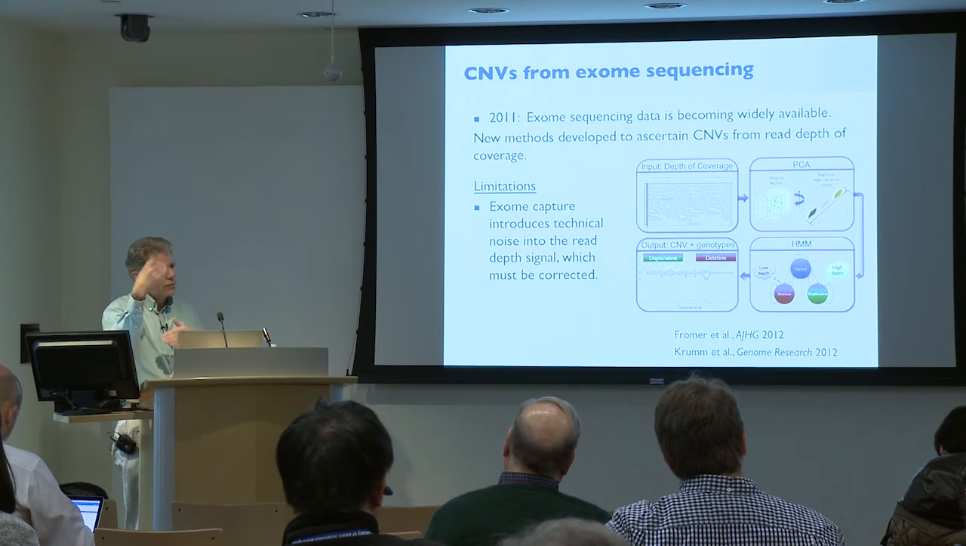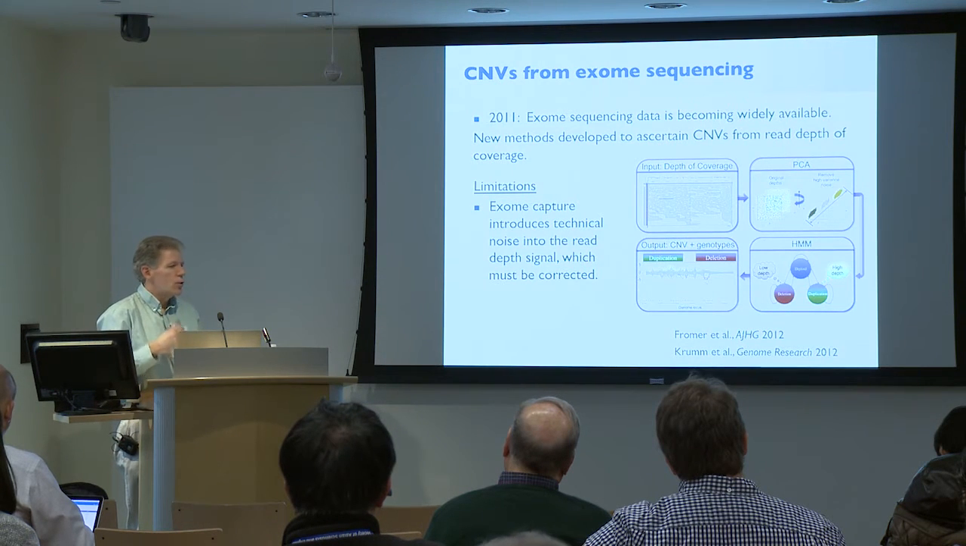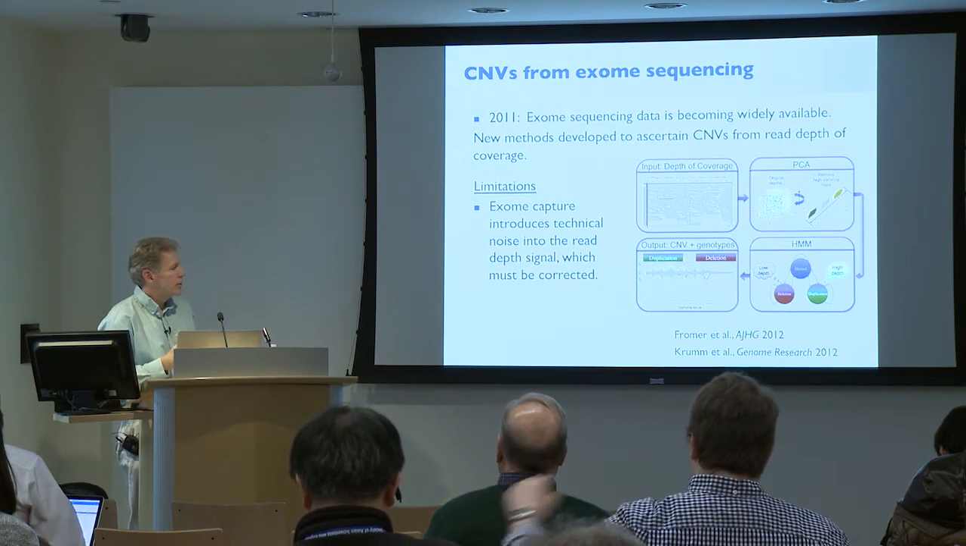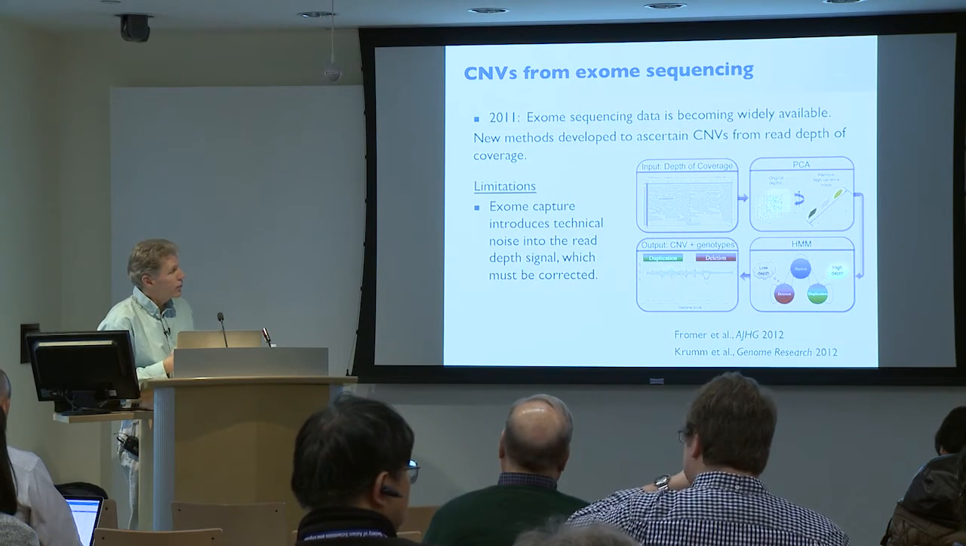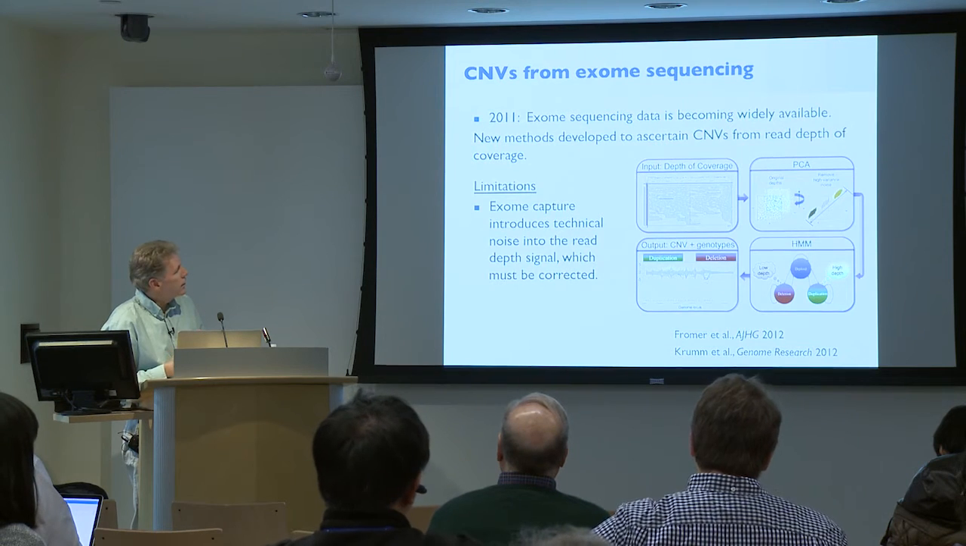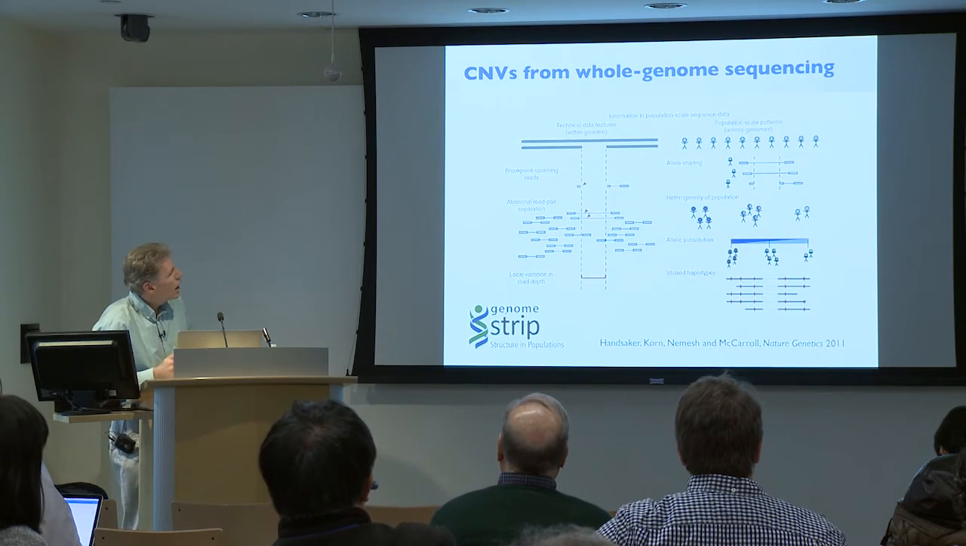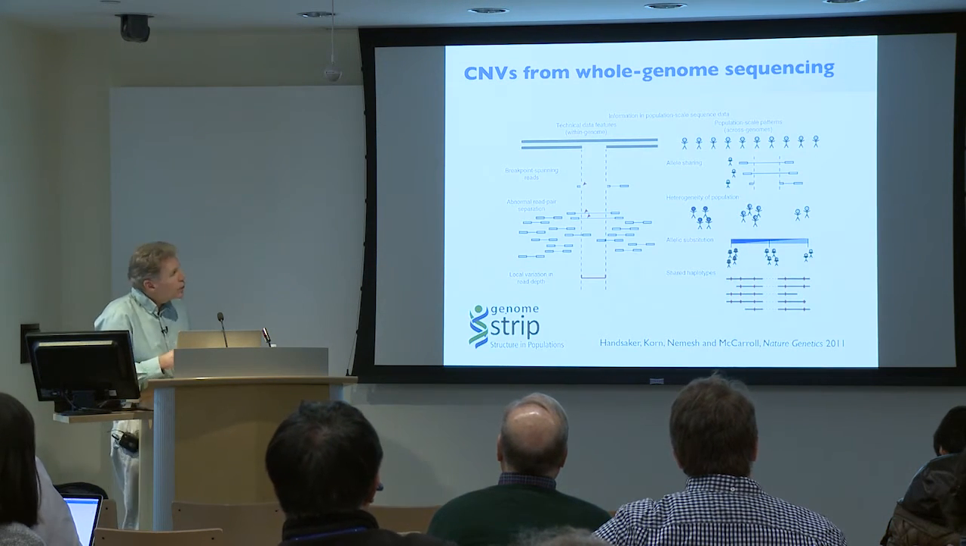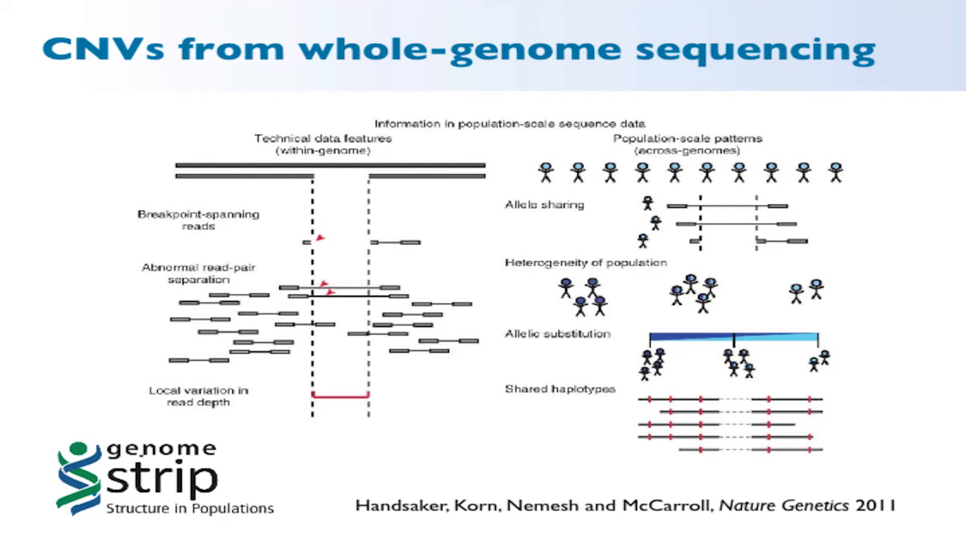And you can usually tell if there's extra DNA or less DNA, but you may have a little bit more difficulty quantifying how much extra DNA there is or how much depleted DNA. But there are methods out there for calling CNVs from exome data. And then for whole genome data, there are a number of methods.